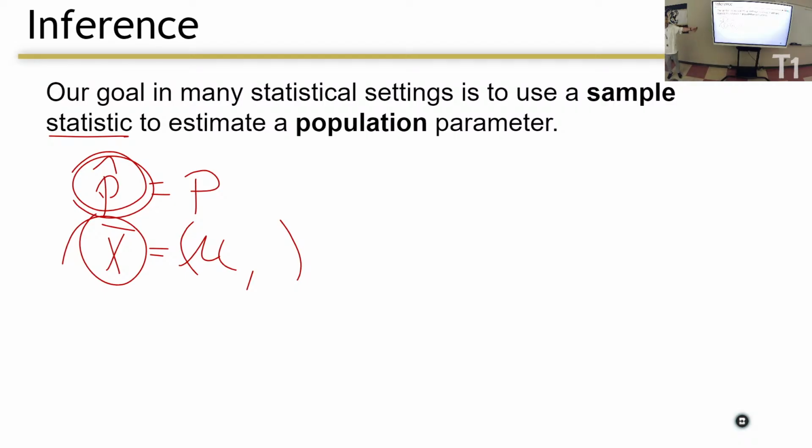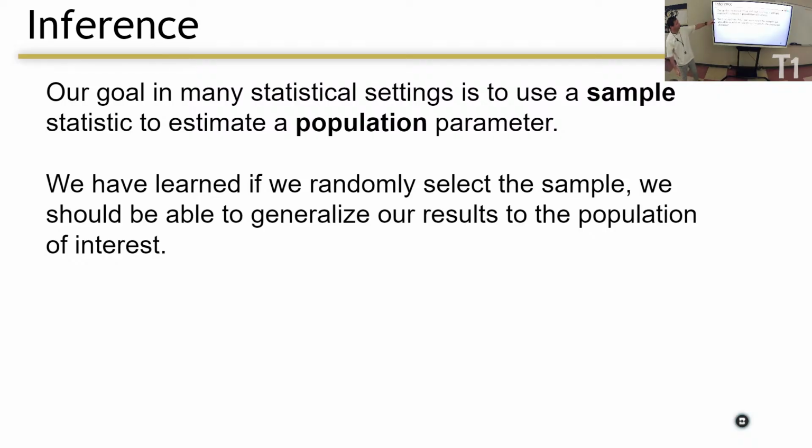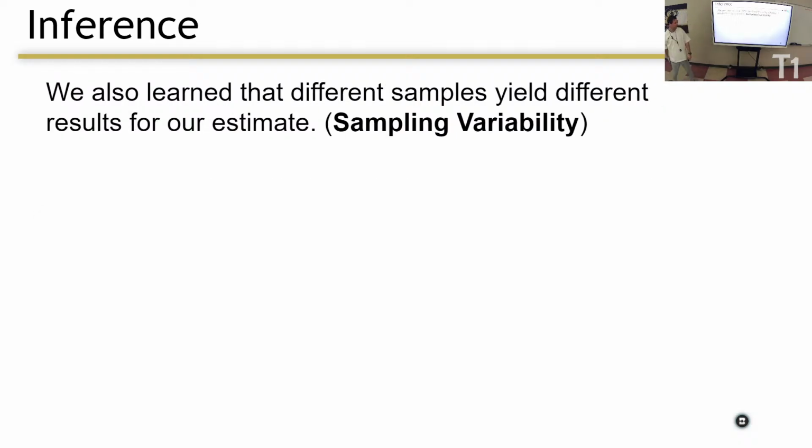Everybody okay? Here we go. We've learned that if we randomly select from a sample, we should be able to generalize that to the population. Again, something we talked about earlier. It's common sense, but I do want to make sure we hit that.